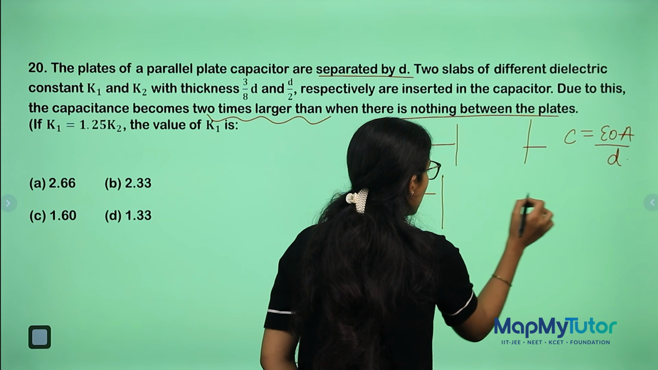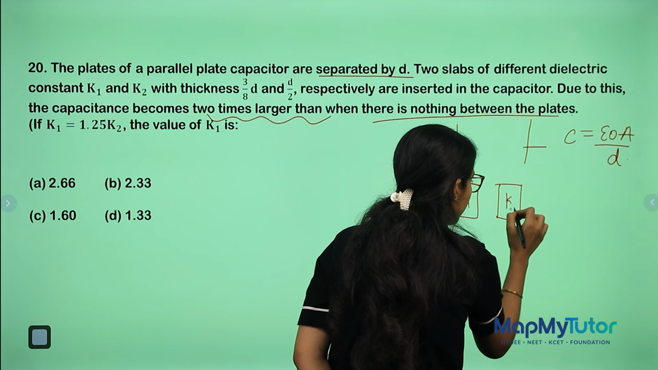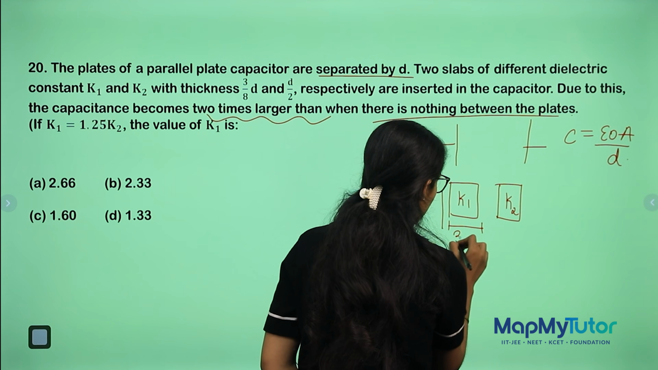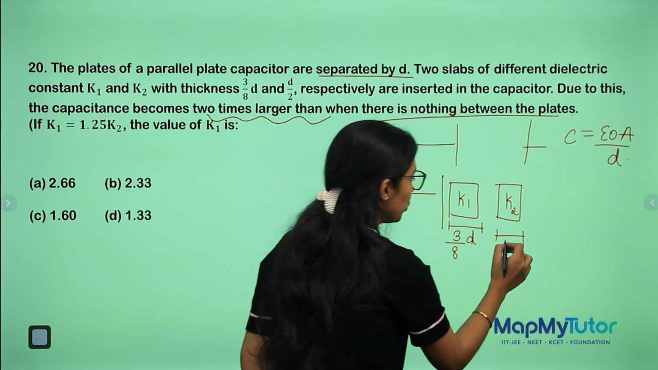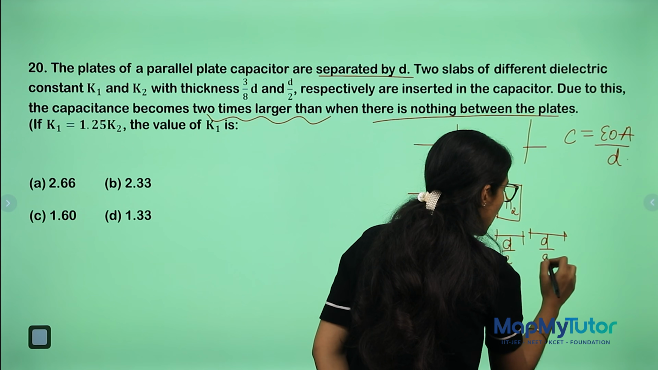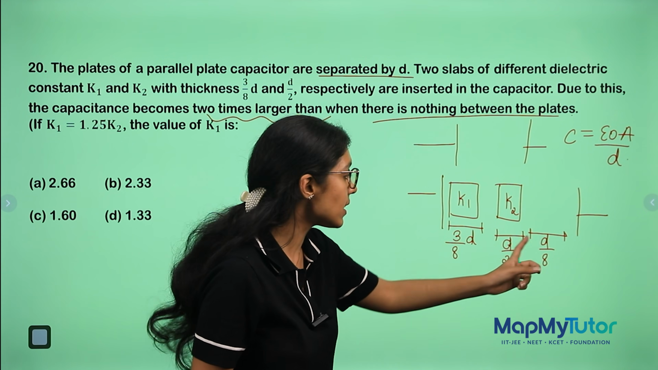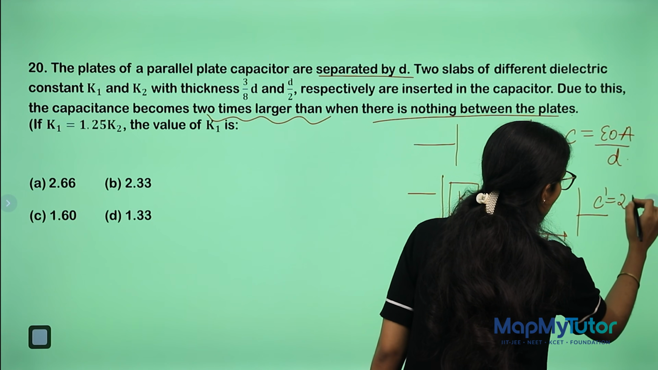Now what they did was introduce dielectric constants K1 and K2. This one is at a thickness of 3 by 8 D, and this one is at a thickness of D by 2. So automatically here it will be D by 8. How did you get that? If you sum up all this, you will get 1. So that's how you will get D by 8 there. They have also told that the new capacitance is twice the older one.